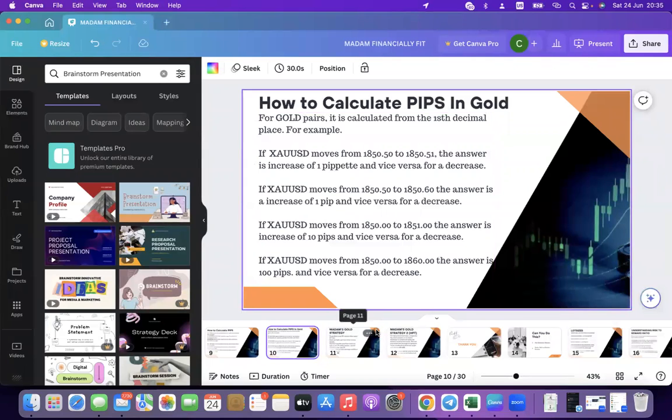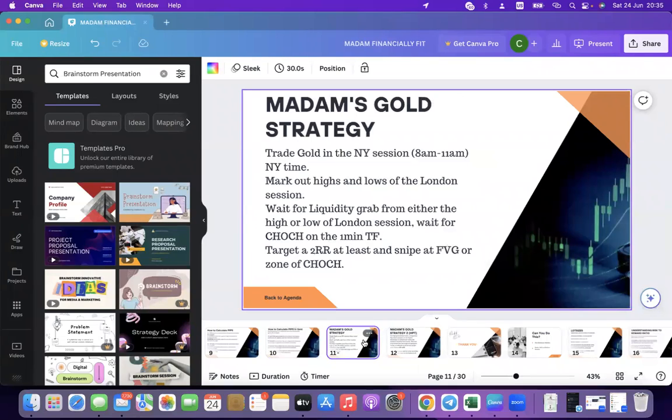All right. So let's move on to why we are here. I call it the Madame's Gold strategy. I know a lot of people might have discovered this strategy, but I discovered it for myself. All right. So these are the checkpoints. I need you guys to take notes because we are still going to go into the practical side of things. So this is my checklist.